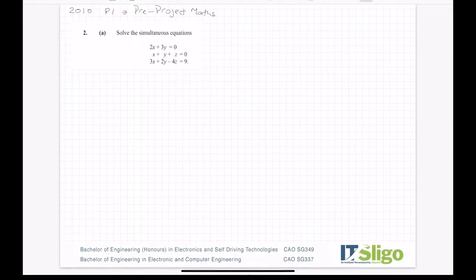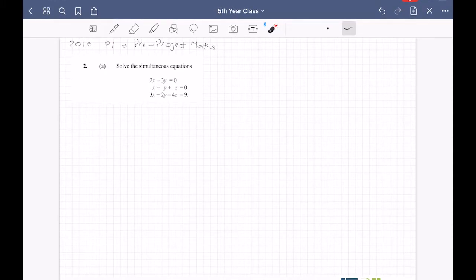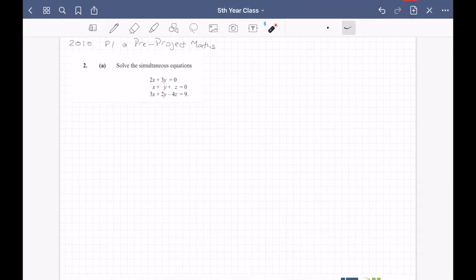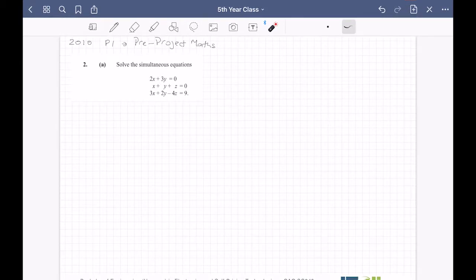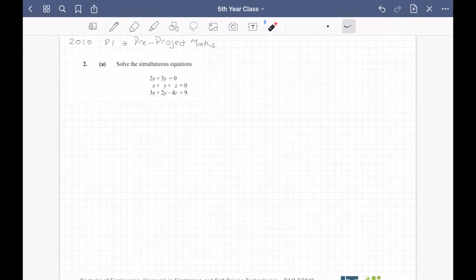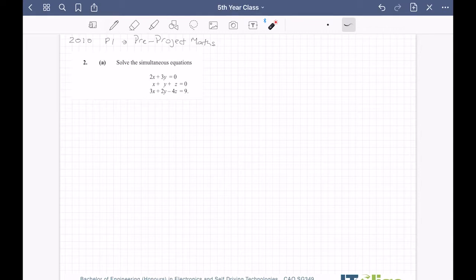This is an example of simultaneous linear equations. If you look at the three equations, you can see that there's no squares in them. They're all single powers of the letters x, y, and z in this case. There's a couple of steps when you're asked to solve one of these in your Leaving Cert.